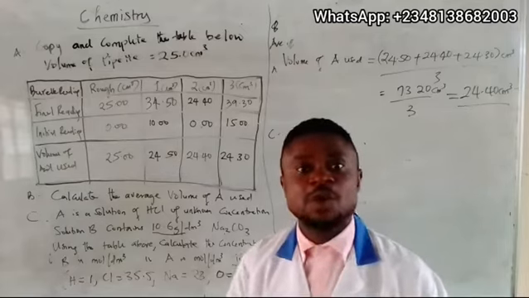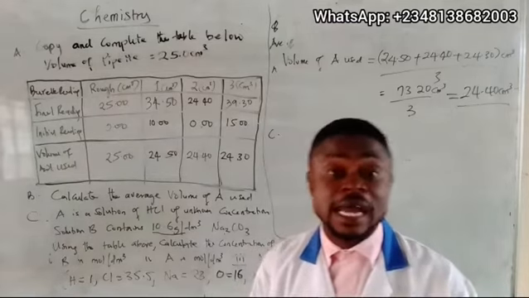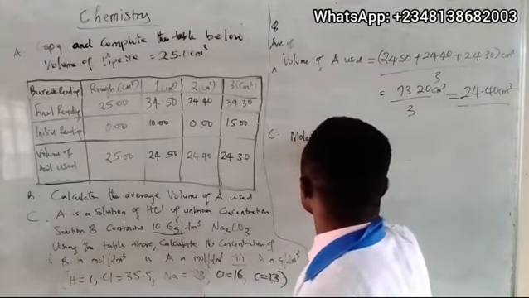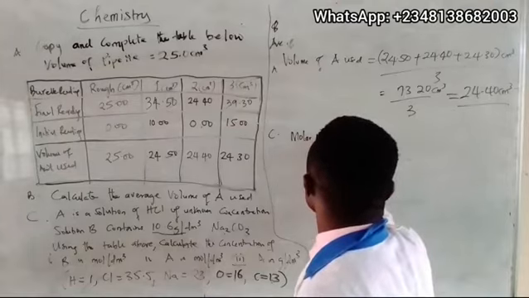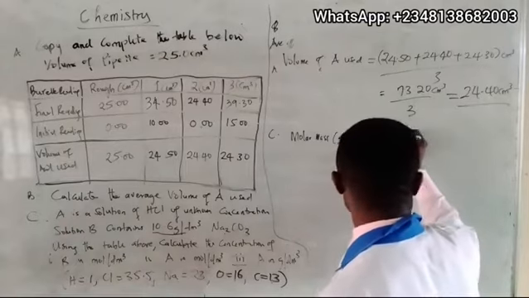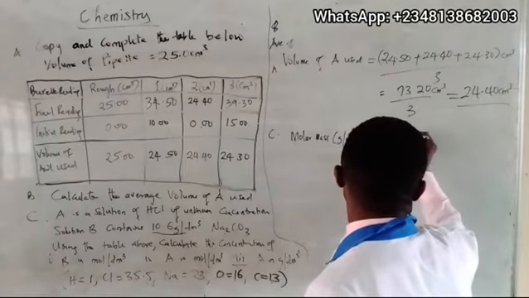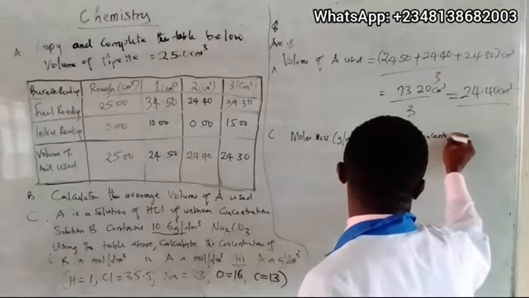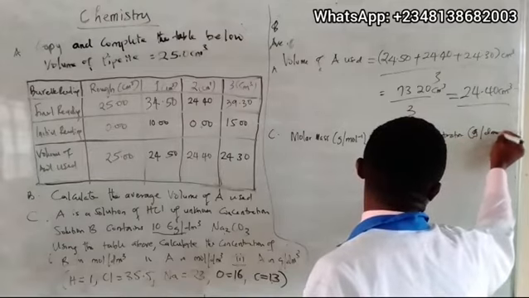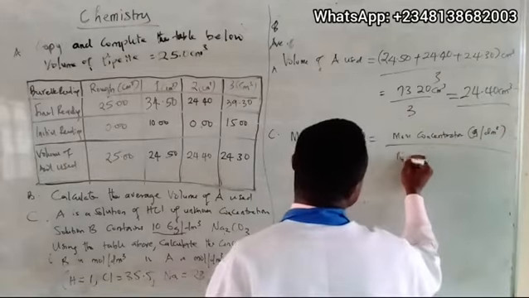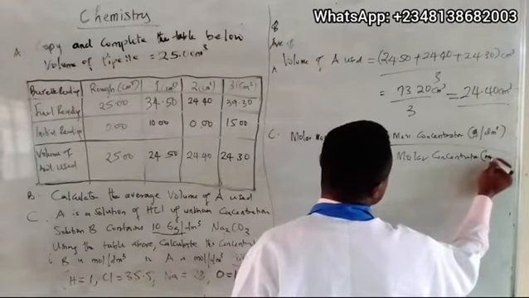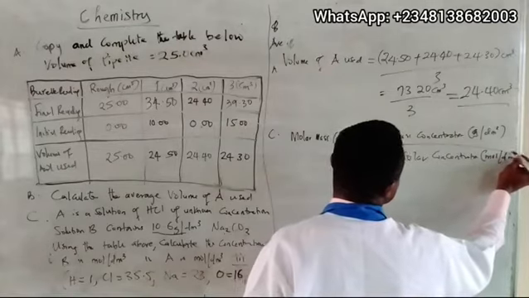There is a relationship between molar concentration, mass concentration, and the molar mass. It says that molar mass in gram per mole is equal to mass concentration in gram per dm cube divided by molar concentration in mole per dm cube.